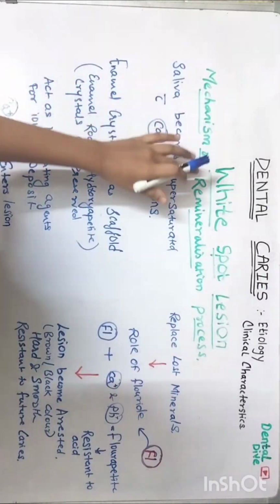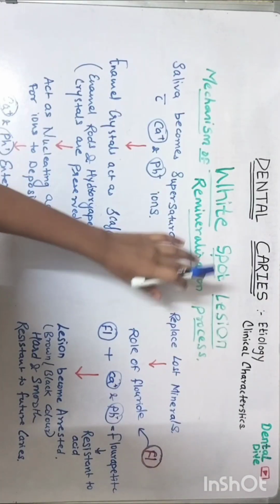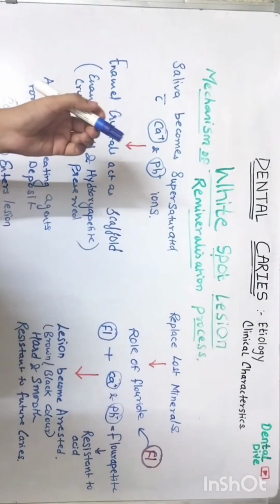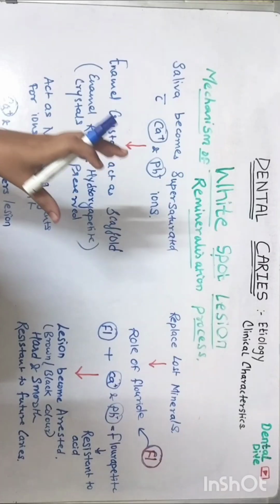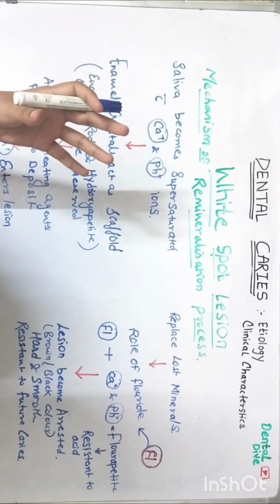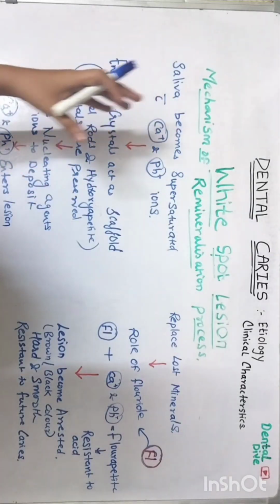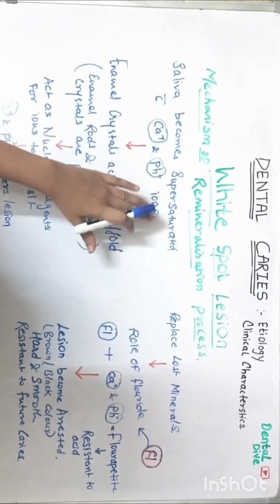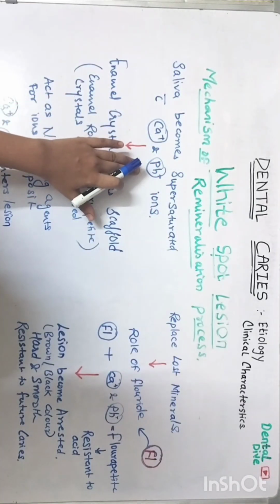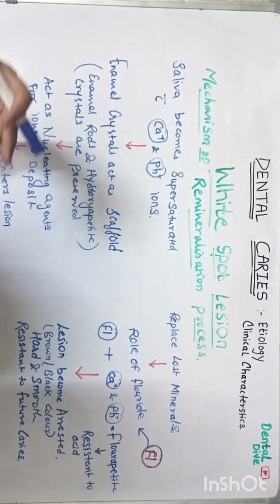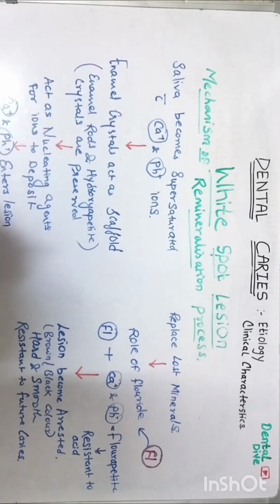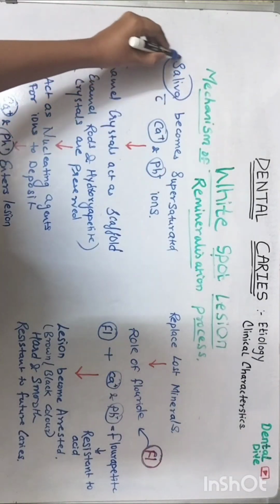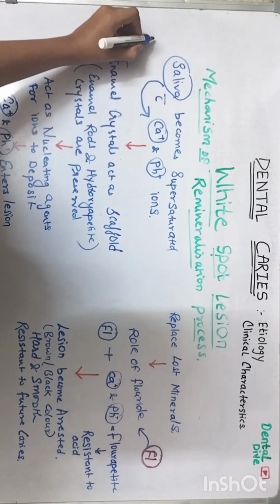Now the mechanism of remineralization process of white spot lesion. What is white spot lesion? It is an initial caries lesion which can be remineralized. So the process of remineralization is as follows. The saliva becomes supersaturated with calcium and phosphorus ions which act as a driving force for the remineralization process. Means the saliva here became the source for calcium and phosphorus ions.